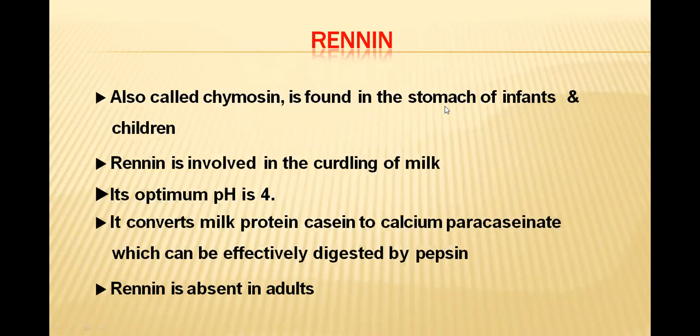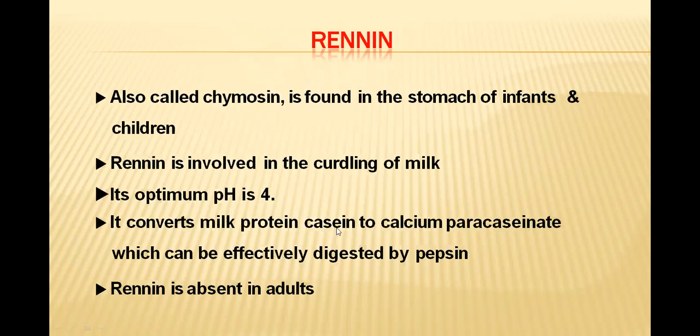So coming to the renin enzyme, which is present only in the infant's digestive system. The renin enzyme is also called chymosin. And this renin enzyme helps in the curdling of milk. As we all know, infants feed on only mother's milk. The major part of the milk is casein protein. And this casein protein cannot be digested by the pepsin enzyme. As the whole food in infants is milk, the protein present in the milk is casein.